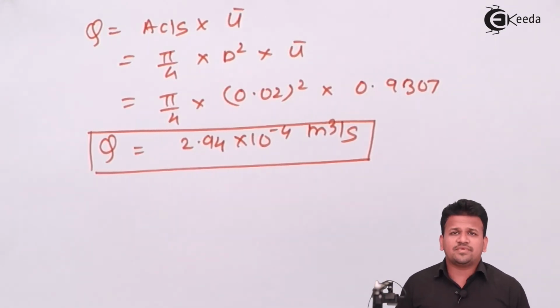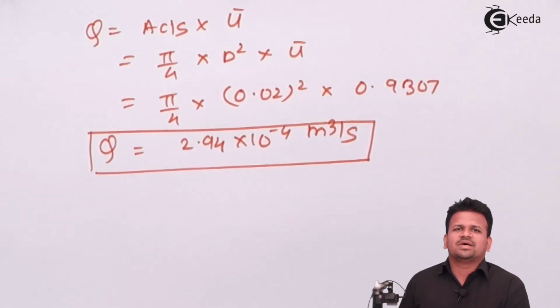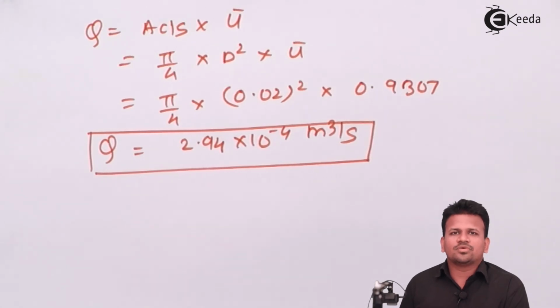I hope you have understood how to calculate the rate of flow as well as the direction of the flow for a uniform diameter vertical pipe using the concept of laminar flow. Thank you.